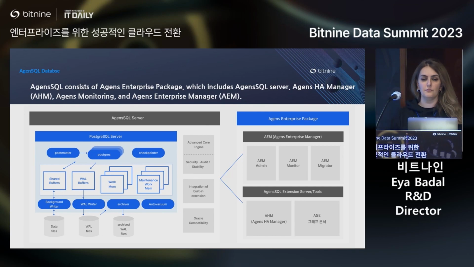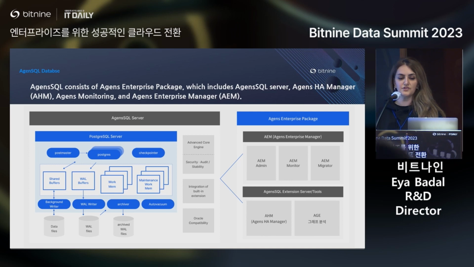AgensSQL presents a comprehensive enterprise package. It's built on the foundation of Postgres server, ensuring data reliability. The advanced core engine showcases, as you can see in this slide, an integration of built-in extensions and even provides Oracle compatibility. A notable feature here is Apache AGE, which effectively merged the relational and graph databases. This package also includes the Agens Enterprise Manager, streamlining tasks from administration to migration.